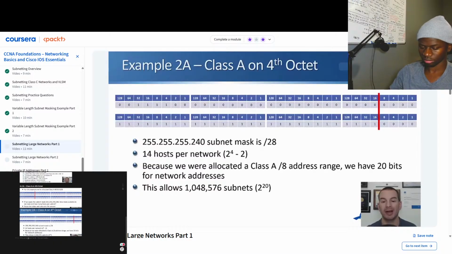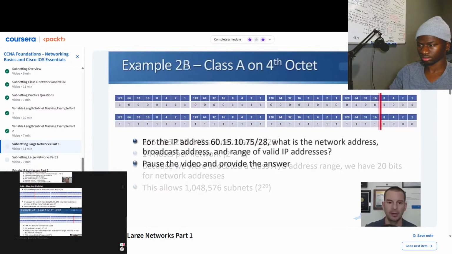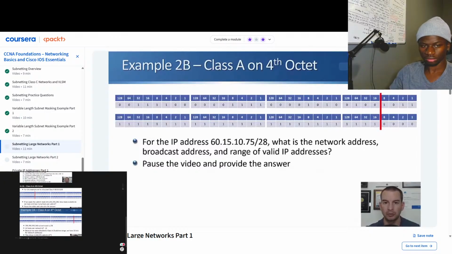And now, because we were allocated a class A /8, we're going to have 20 bits for the network addresses, because the difference between the default /8 and the /28 that we're using is 20 bits. So 2 to the power of 20 works out at a little over 1 million subnets. Now hopefully you wouldn't have to figure out a number as big as that on the exam, but if you had to, you'd still be able to do it. Again, you just start at 2 and keep doubling it up all the way until you've done it 20 times. As usual, we've got part 2 of the question.